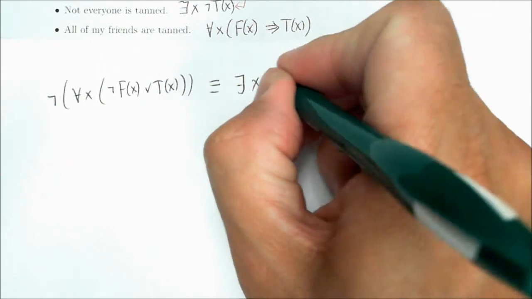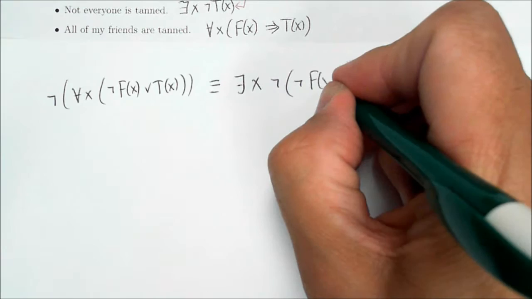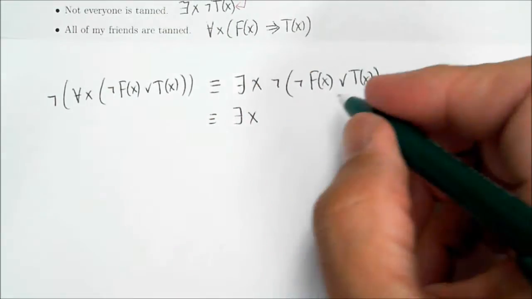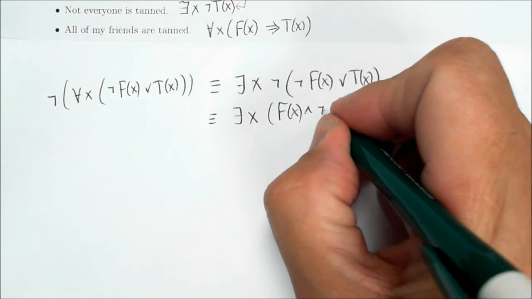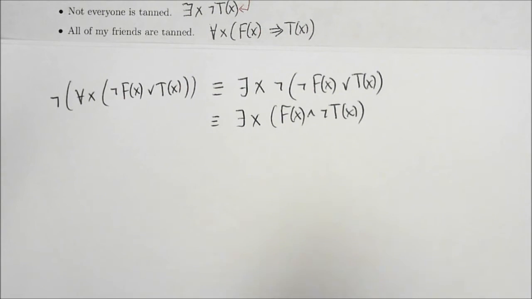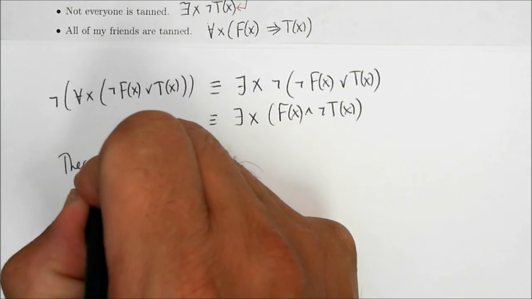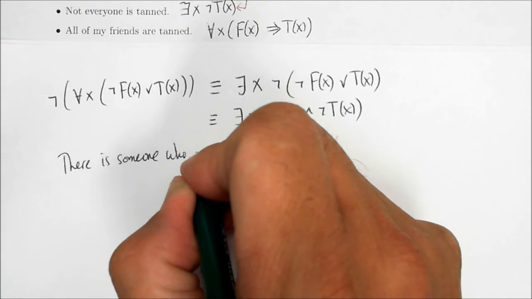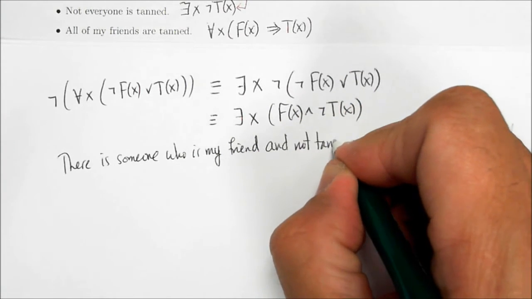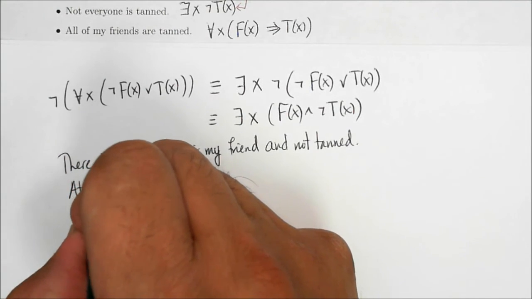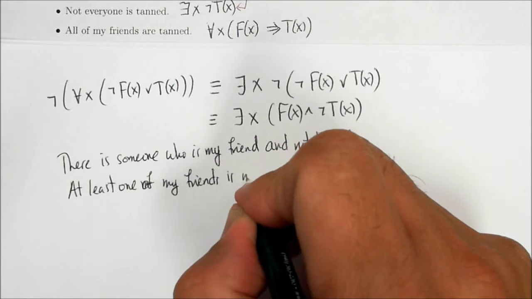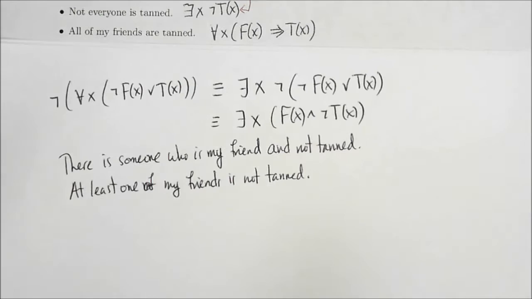That's the same as saying that there exists somebody such that the negation is true. And that's the same as saying there exists an x such that f of x and not t of x. So that would be the negation. And in plain English, that would say there is someone who is my friend and not tanned. Another way of saying it is at least one of my friends is not tanned. So that would be another way of writing that.